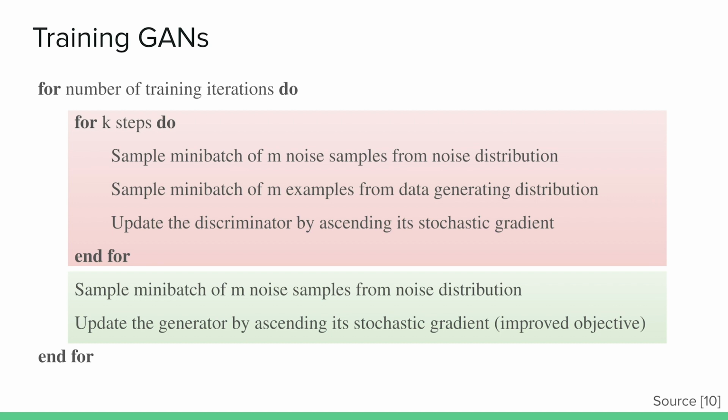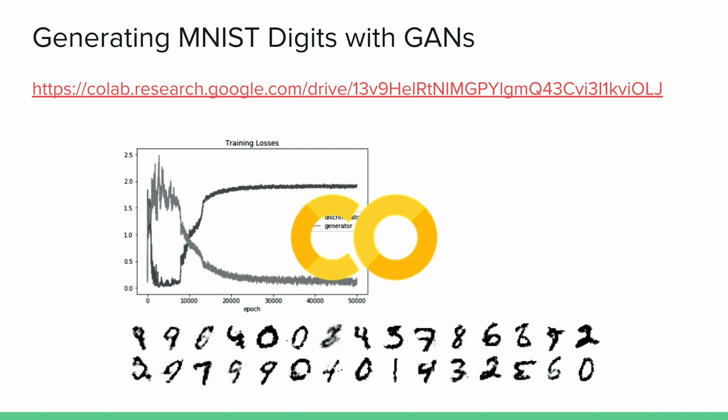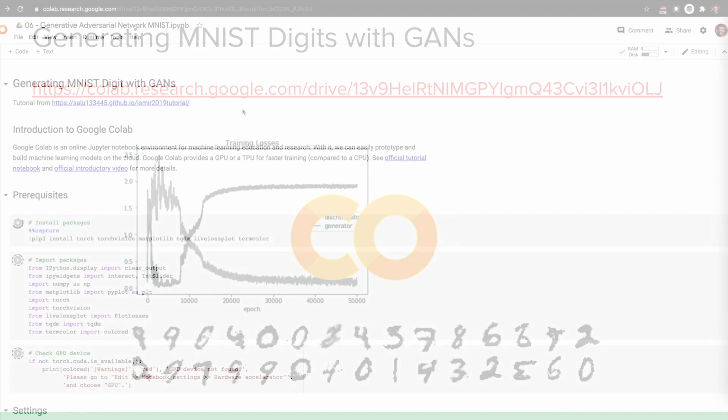However, there is no clear rule yet how long you should train each of these two things. How long you should train the discriminator, how long you should train the generator. Let's take a look at how this generative adversarial network looks like in code.